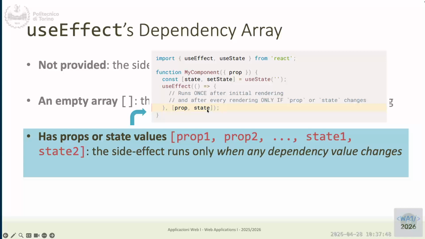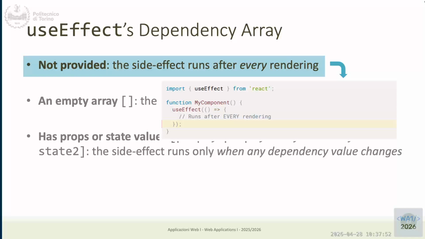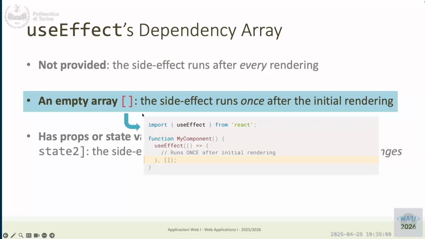Okay, this is just some. You see that these three codes are very, very similar. So we should, especially the first two, whether we don't have the second argument or we have it as an empty array, always be careful not to confuse the two, because they are actually implementing totally opposite behaviors. Okay.